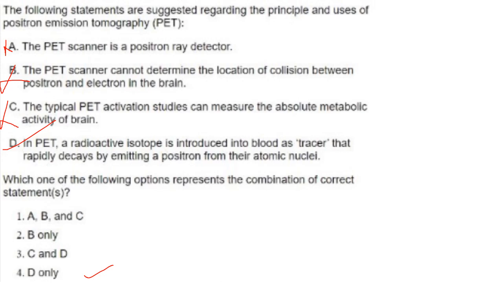In PET, a radioactive isotope is introduced in the blood as tracer that rapidly decays by emitting a positron from the atomic nuclei. That is the principle. While telling the principle of PET, I told you that. So D is correct. So the answer here is only D. 4 is the answer.